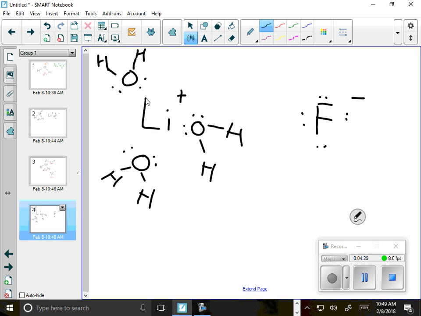Notice how I drew all 3 of my waters with the oxygen end next to the lithium. The reason being, the oxygen end is the partial negative end of the molecule. Oppositely charged particles attract one another. For the fluoride, it would be the hydrogen end, because that's partial positive.